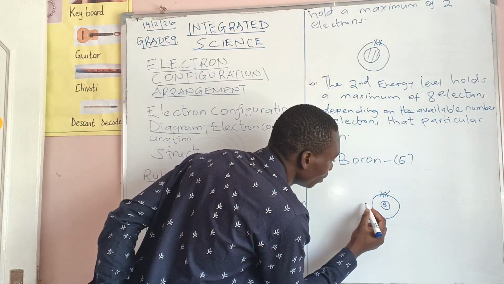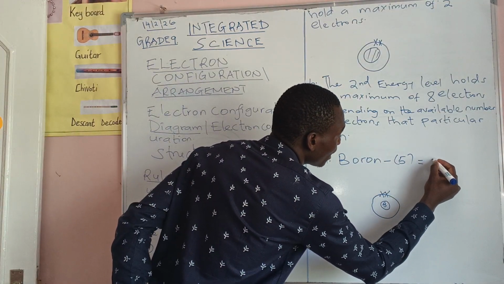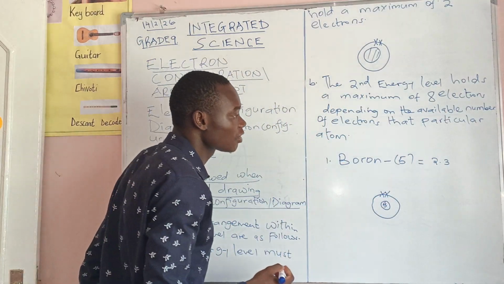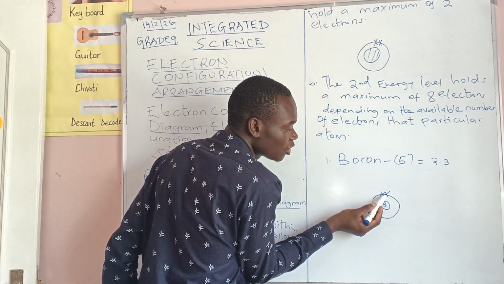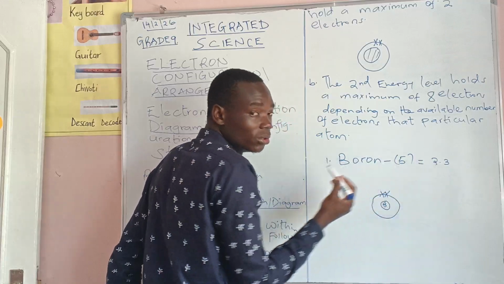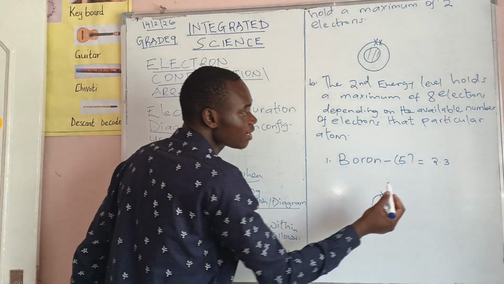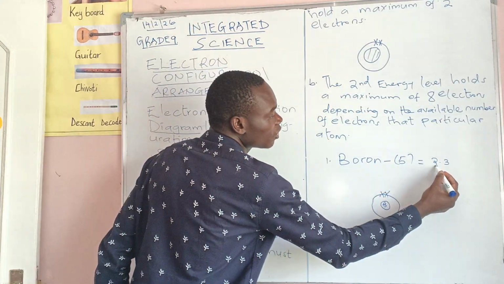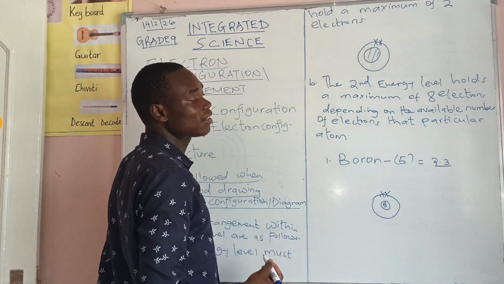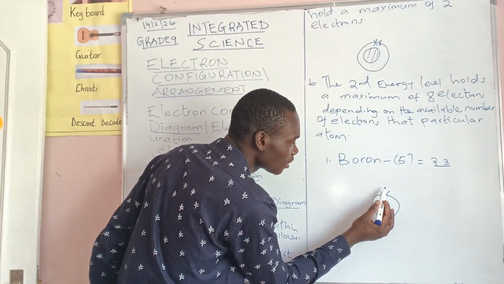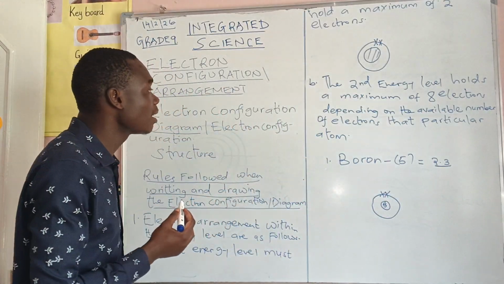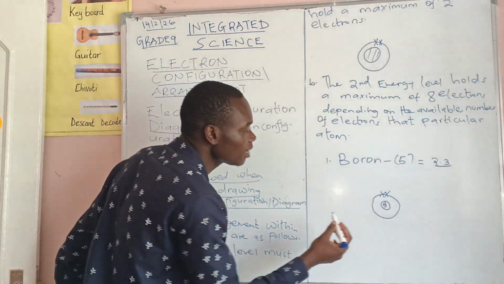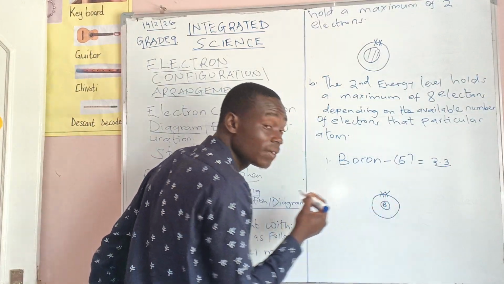And then we follow, remember the electronic configuration should be 2 to 3. Why am I saying 2 to 3? We said that the first must hold 2. So the first has 2. Now this is electron configuration or electron arrangement. But showing it through a diagram is what we call electron configuration diagram. The first must hold 2. That is the first rule.